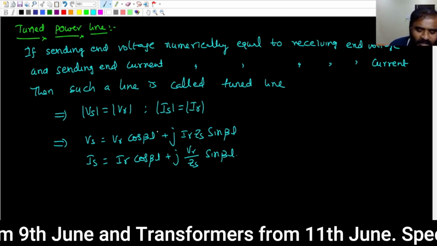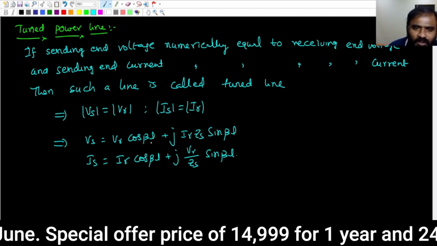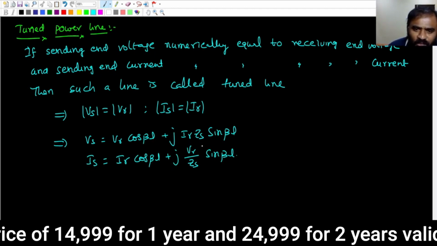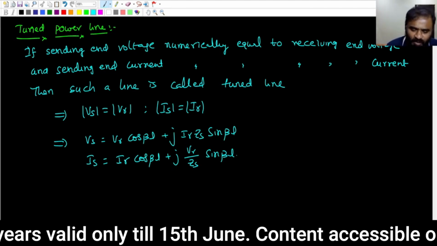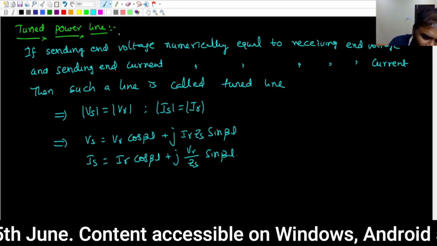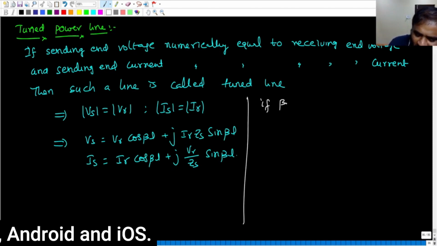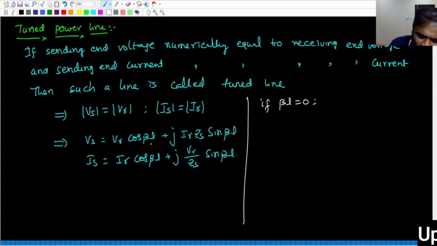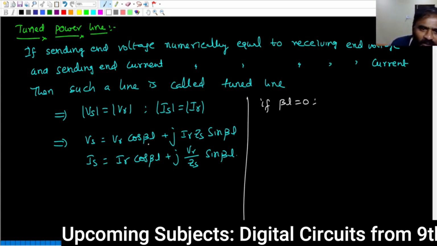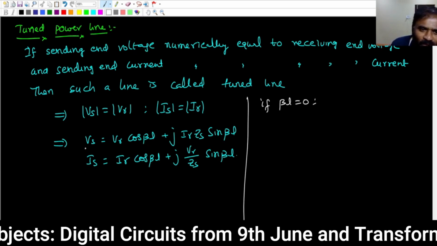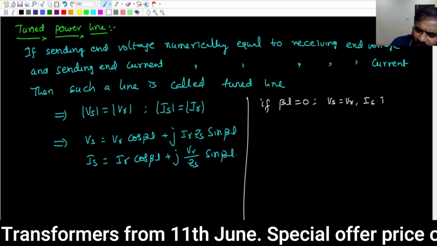Now think about what beta L should be if you want Vs equal to VR. Beta anyway is not equal to 0. If beta L is 0, it means the length of the line is 0. Cos 0 is 1, sin 0 is 0, so these terms will be gone. Vs equals VR and Is equals IR are satisfied. Substitute here: sin beta L is 0, so this term is gone, and cos beta L is 1. Vs equals VR, Is equals IR.